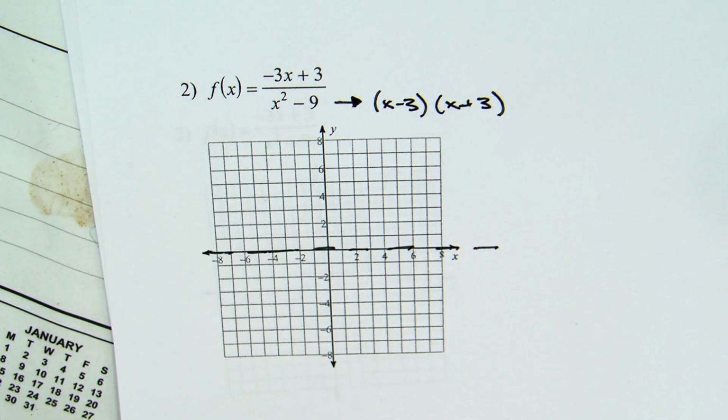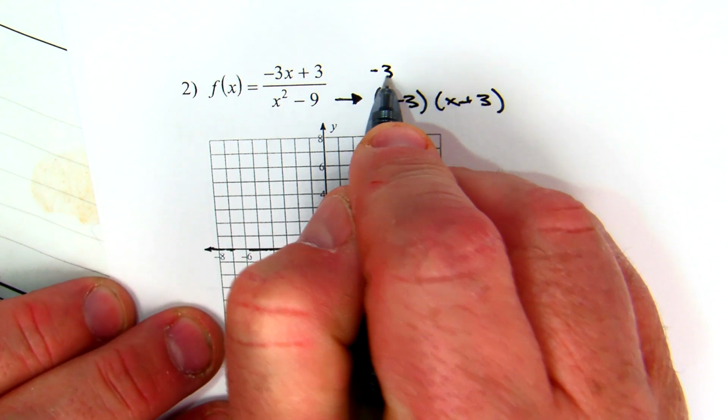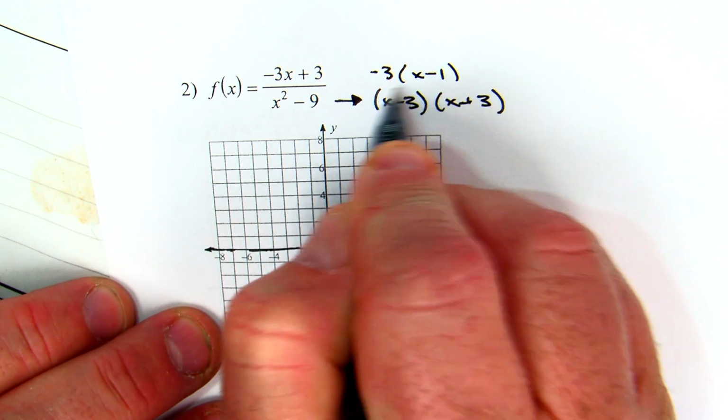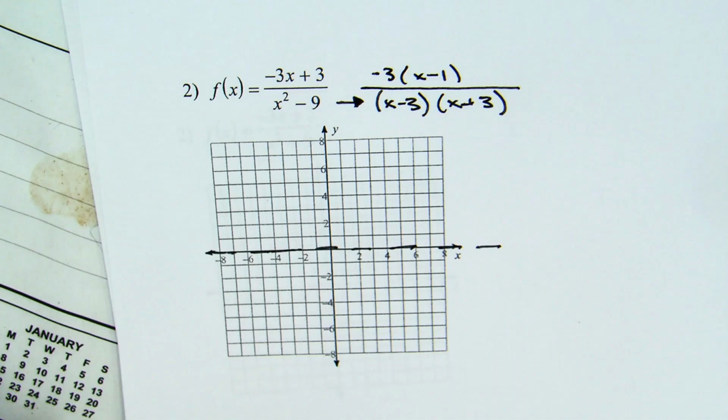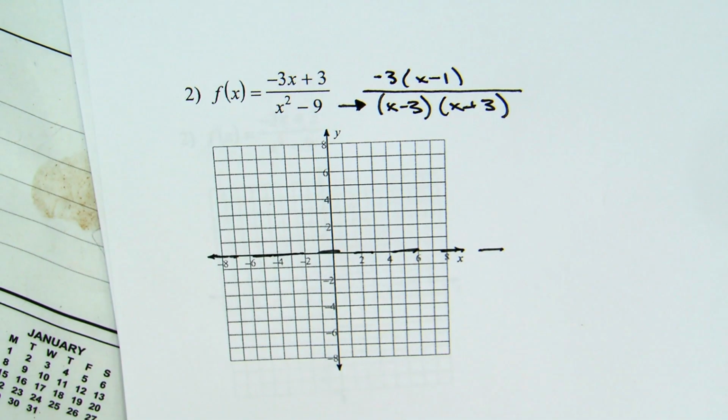Now, Dylan, this is when you're going to factor the numerator. Make sense? Because you want to see if something cancels out. So now you're going to pull out the negative 3, and that becomes x minus 1. So when you factor the denominator, you factor the numerator as well. Does that make sense? Okay.